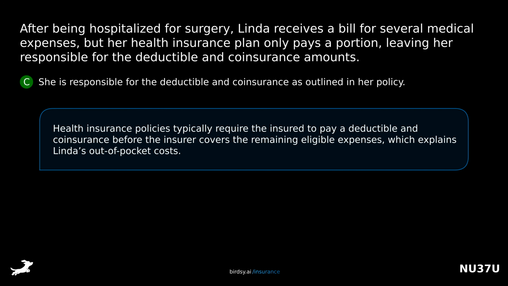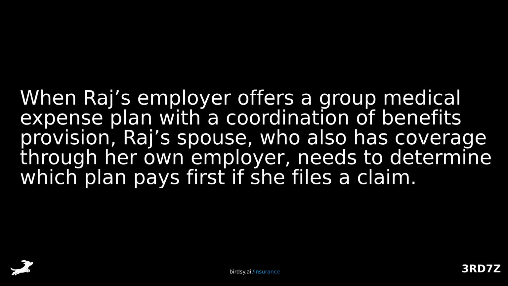Health insurance policies typically require the insured to pay a deductible and coinsurance before the insurer covers the remaining eligible expenses, which explains Linda's out-of-pocket costs. When Raj's employer offers a group medical expense plan with a coordination of benefits provision, Raj's spouse, who also has coverage through her own employer, needs to determine which plan pays first if she files a claim.